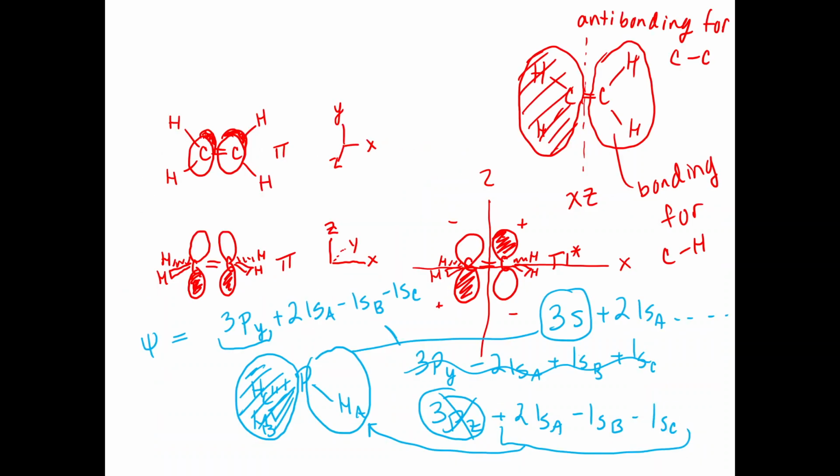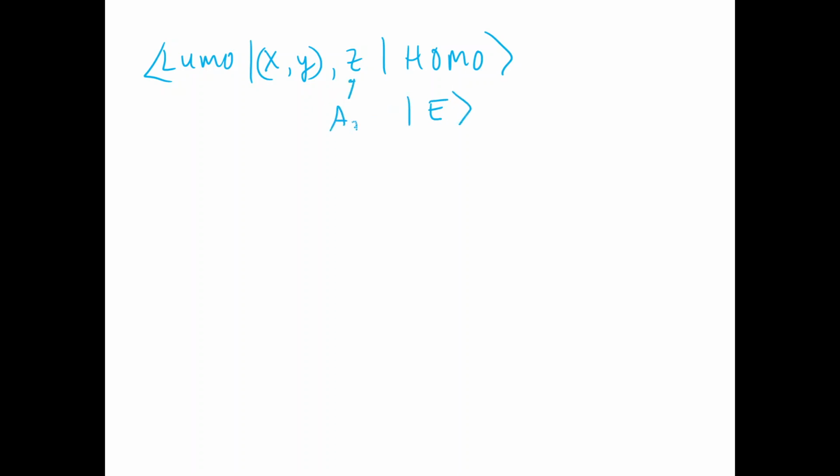Let's see. Let's do the HOMO to LUMO transition. So we have the choices of X, Y, or Z light. We have the highest occupied molecular orbital. So we can set up the transition dipole moment integral like this and then put in all the pieces. So let's do Z first. It'll be a simpler one. And then Z here is A1. Anything times A1 is itself. And then anything times itself is going to contain A1.